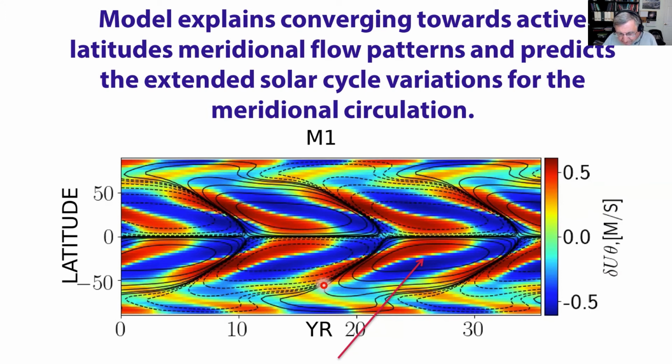Previously, in local helioseismology, it was measured as a slow convergent variation of meridional circulation due to convergent flows towards the active regions. But this model predicts that these variations should show the picture of the extended solar cycle of the meridional circulation.